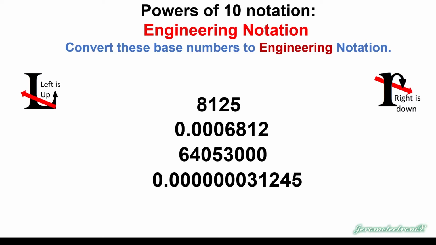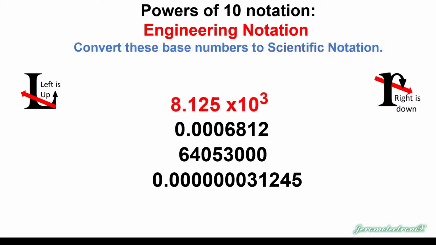8125 becomes, in engineering notation, 8.125 times 10 to the 3rd power. By the way, if you've noticed, that is the same answer if we converted it to scientific notation. Sometimes they're the same, sometimes they're not. 0.0006812 becomes 681.2 times 10 to the -6th power.